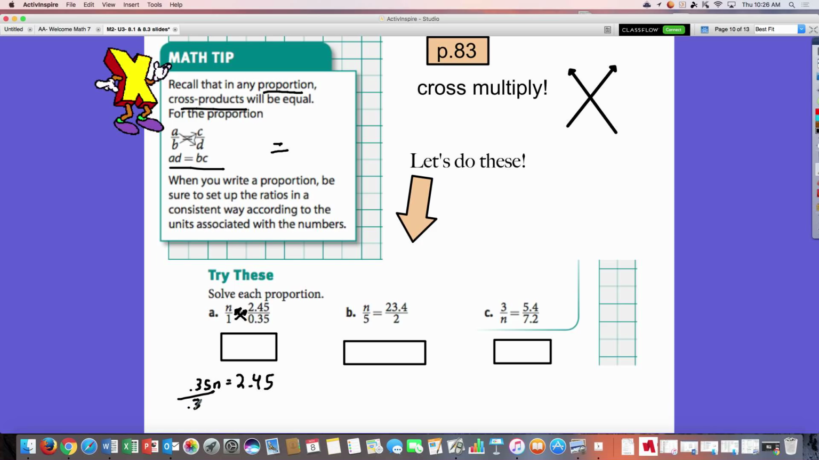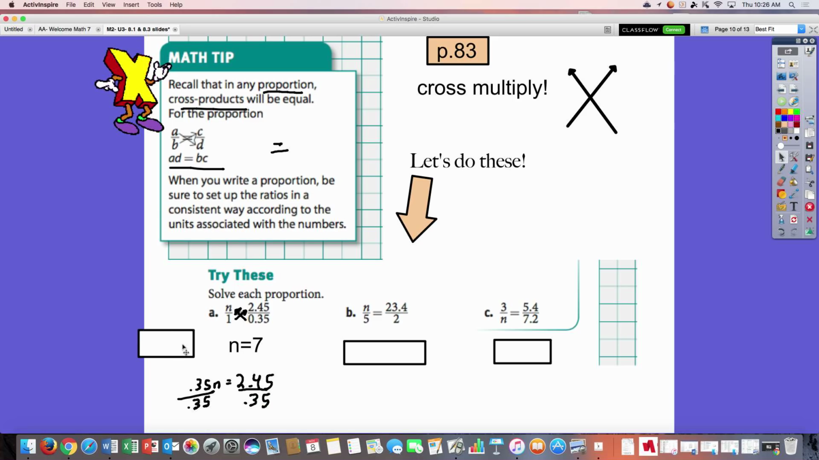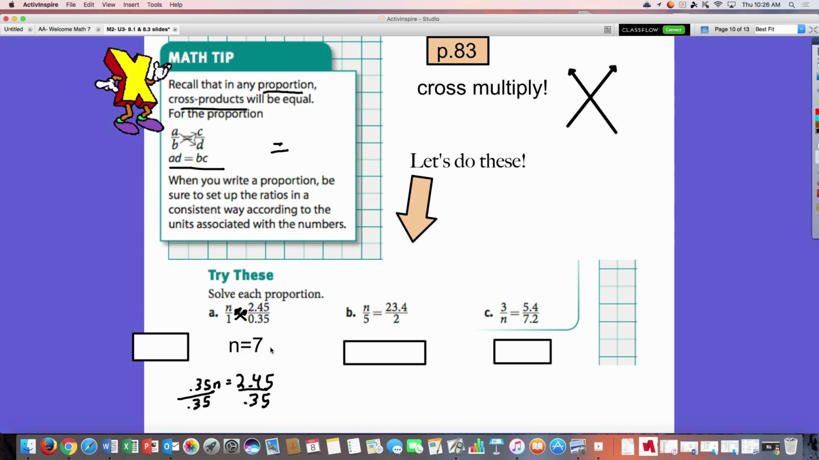I'm going to divide this side. Same. I bet you thought we were done with that. No, we're not done with that. Same. Is that equal? Let's see. N equals 7. I solved for n, right? Those cancel each other out. Divide that out. This number goes into that number 7 times. All right. Do B and C.